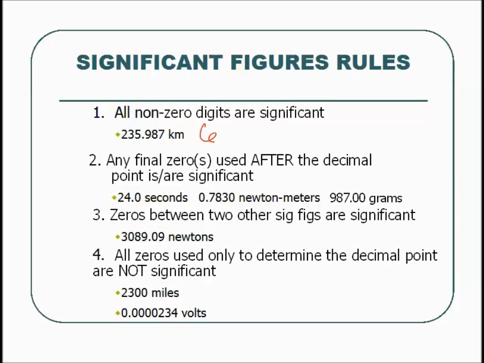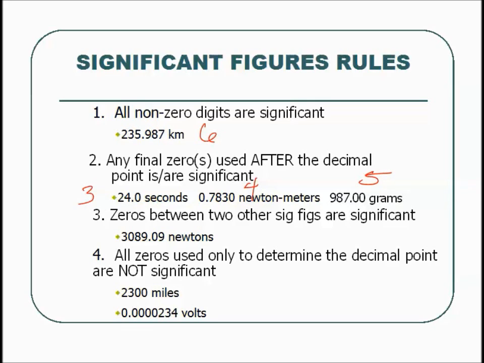Any final zero or zeros used after the decimal point are significant. So this zero, I put this zero here for a reason. It must be significant. So there's 3. This zero was placed here because of the measuring instrument that was used. So there are 4. These 2 zeros are here. This 0 right there was placed. It's a final 0 or zeros after the decimal point. They were there for a reason based on that measuring instrument. We've got 5.